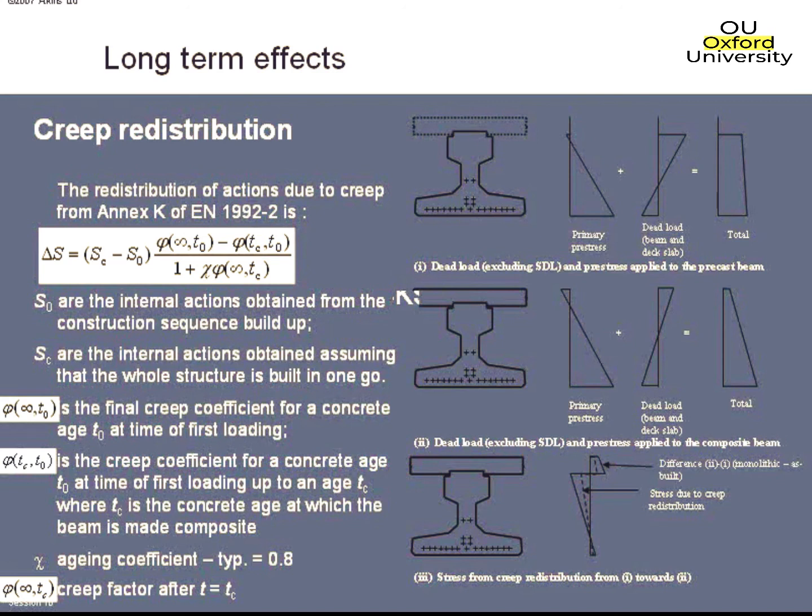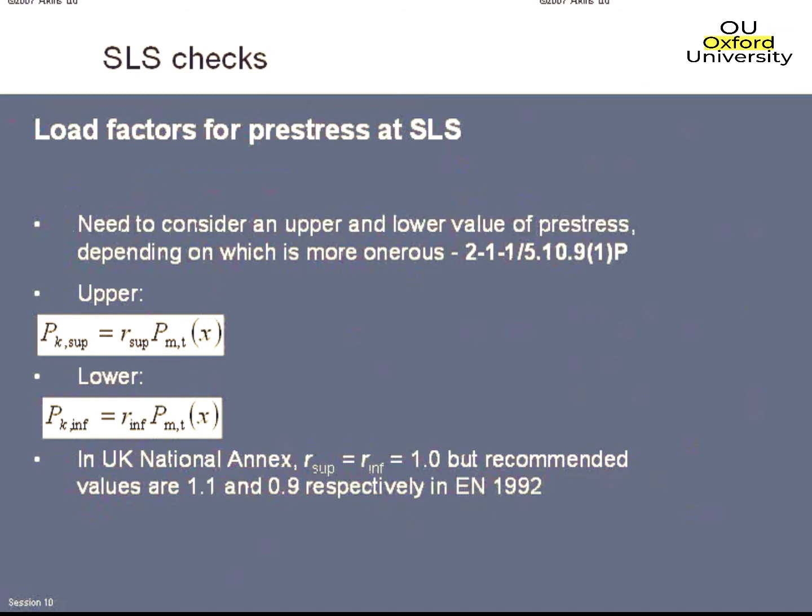Okay, just to finish with serviceability, the pre-stressing checks that we need to carry out. Having got our force after all losses, Pm(t, x), we then need to use that in our actual design of the section. And the Eurocode defines an upper and a lower bound value of the pre-stressing force. So we take the value we just calculated, and we should consider an upper bound value by multiplying by r_sup and a lower bound value by multiplying by r_inf. The recommended values of those are 10% more and 10% less than we've calculated.